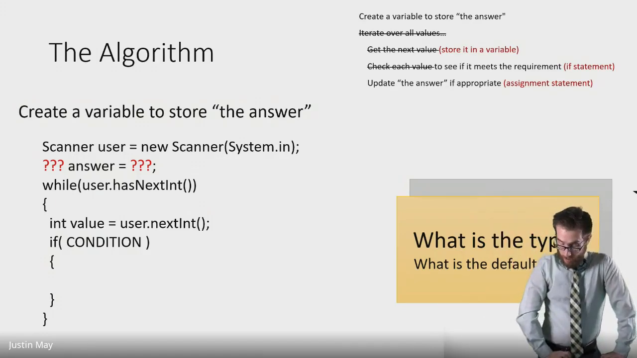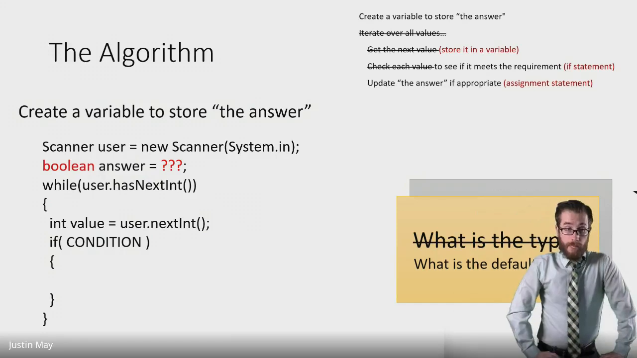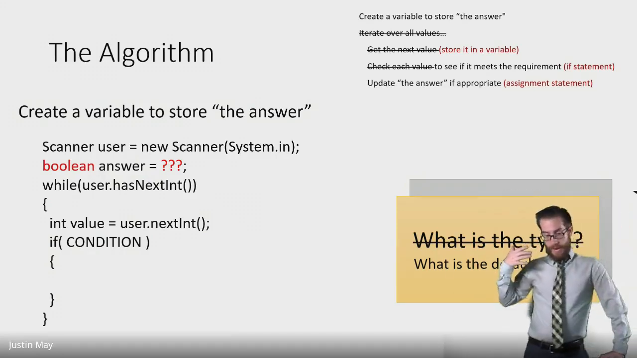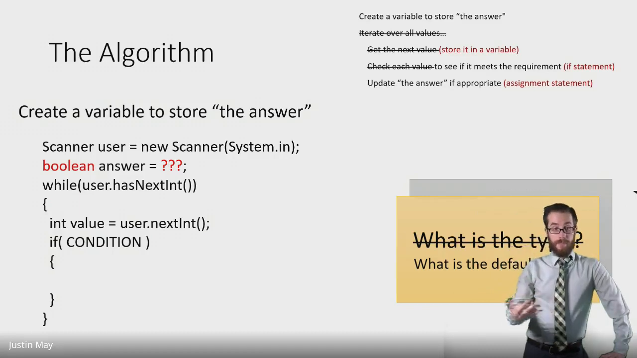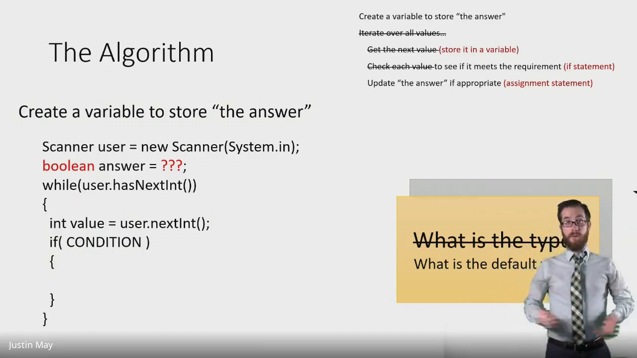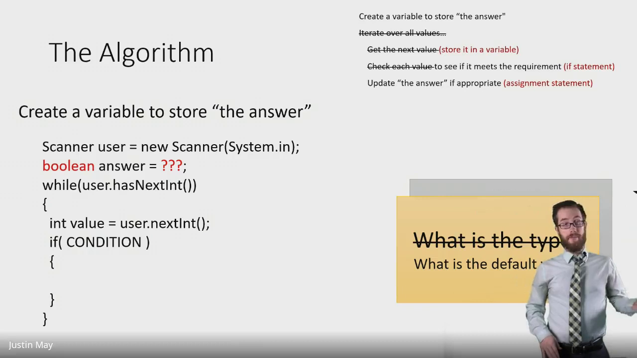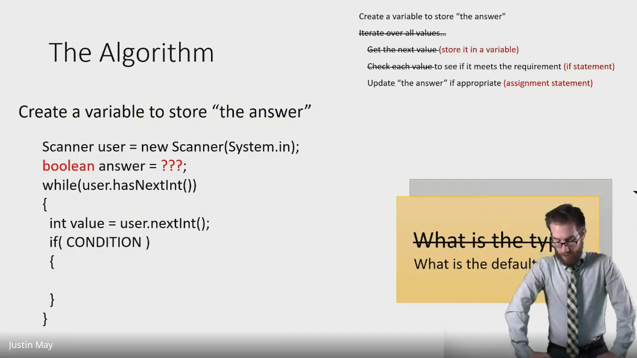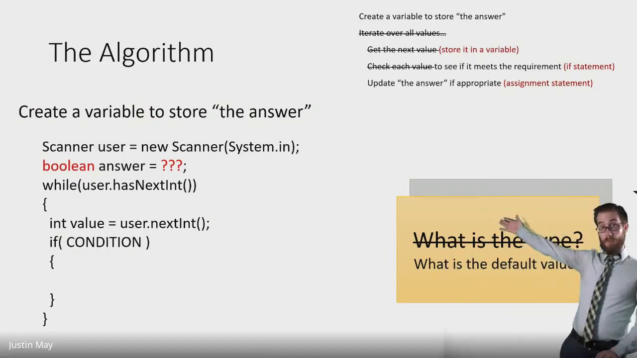Exactly. The type of answer is going to be Boolean, because for this particular question we're trying to solve, did the user type the number 7? The answer to that is yes or no. Yes, the user typed the number 7, or no, the user did not type the number 7. So since it's a yes or no answer, it's going to be a Boolean.